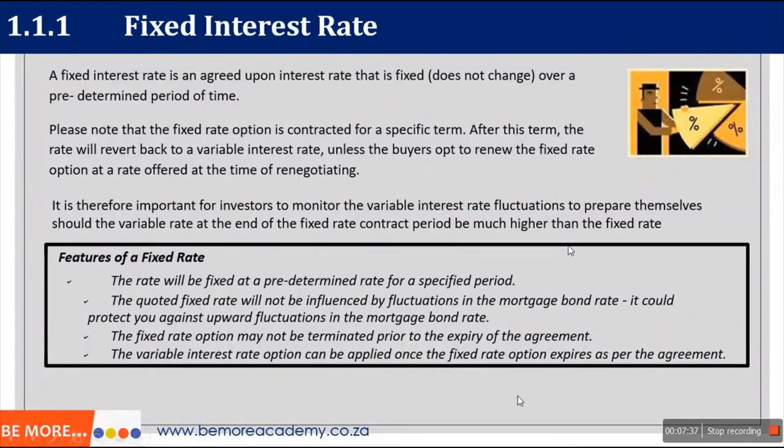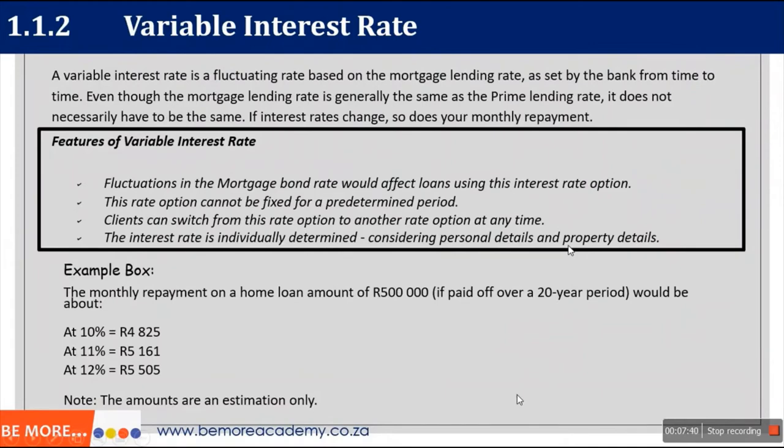Variable interest rate. A variable interest rate is a fluctuating rate based on the mortgage lending rate as set by the bank from time to time. Even though the mortgage lending rate is generally the same as the prime lending rate, it does not necessarily have to be the same. If interest rates change, so does your monthly repayment. For example, at 10%, it will be 4,825. At 11%, it's 5,161. At 12%, 5,505. But then it's fixed.